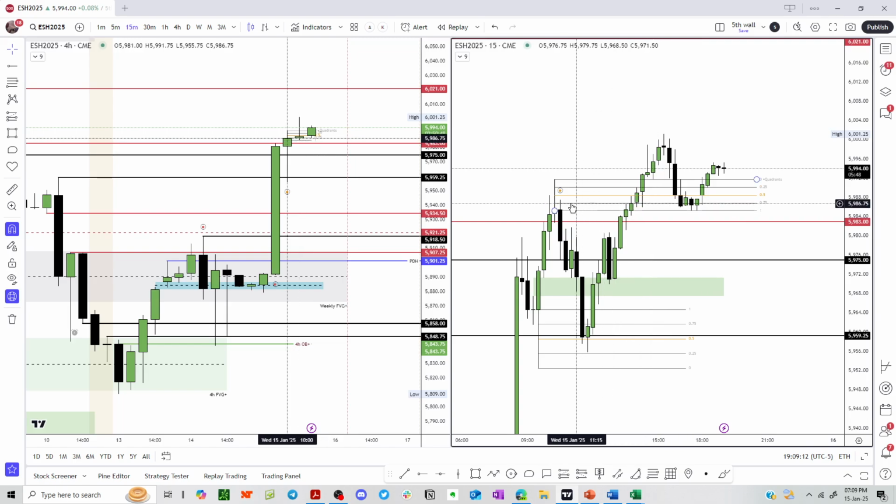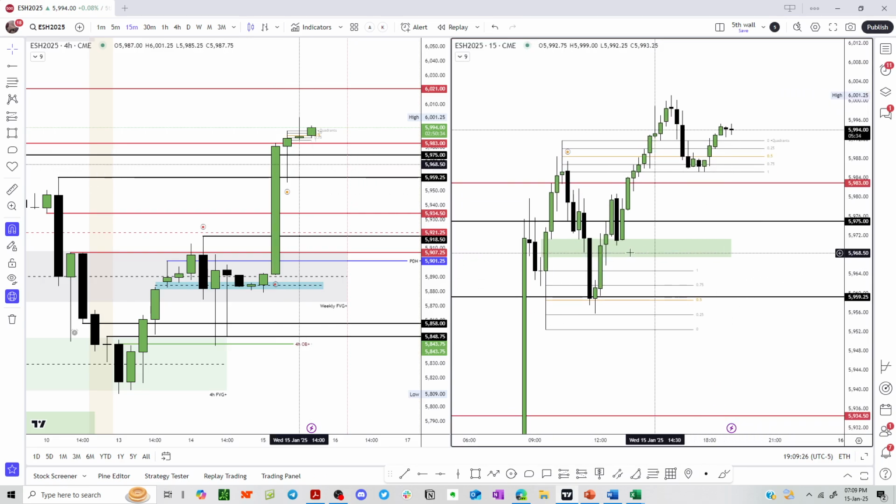And you can see we treat gaps like wicks, we treat wicks like gaps. There's a whole bunch of concepts being thrown at you, but they all have significance.